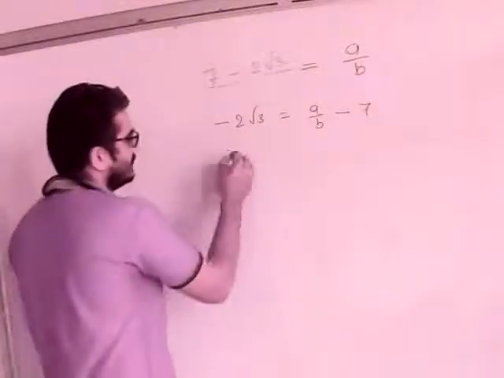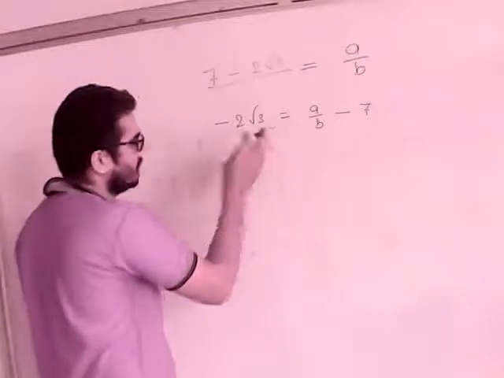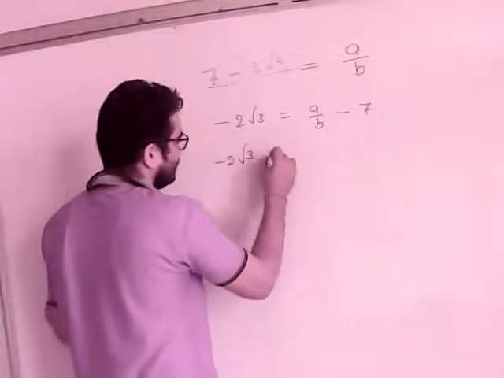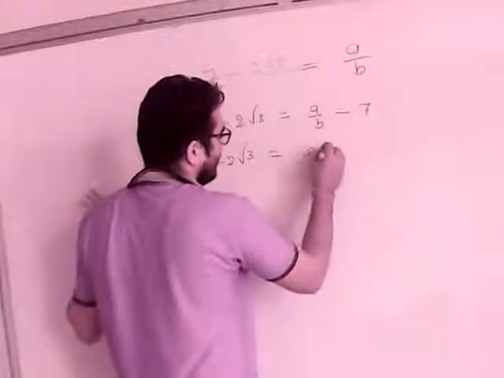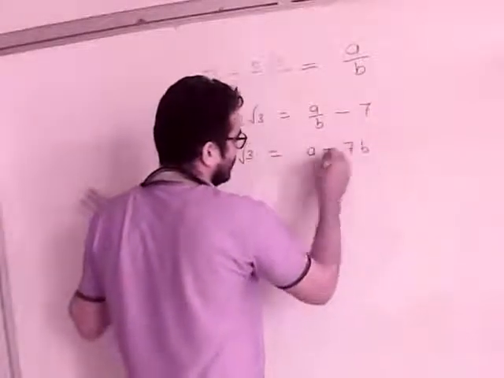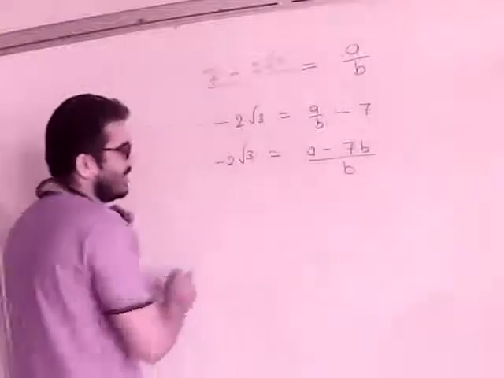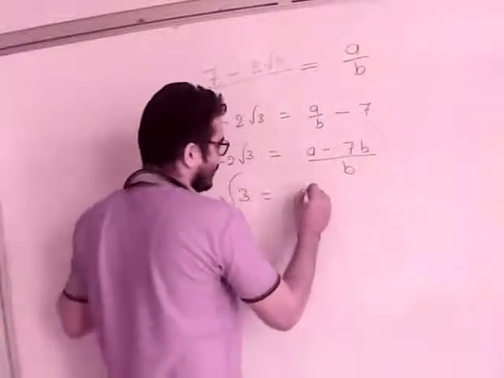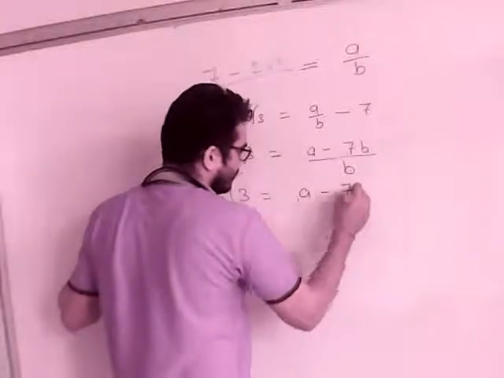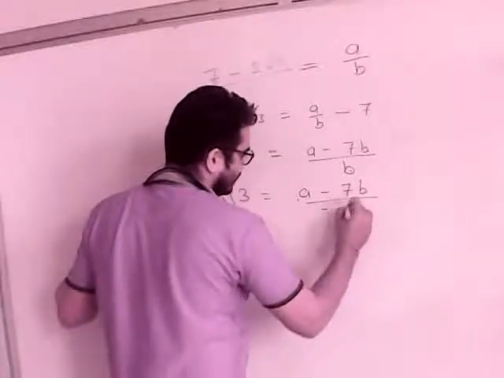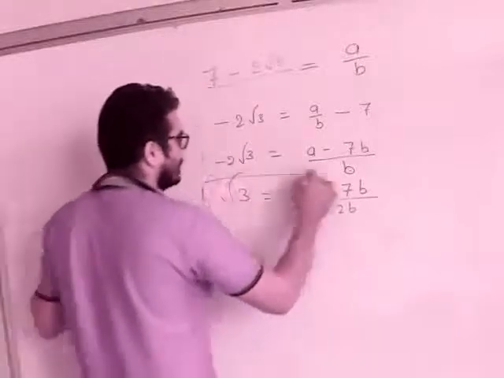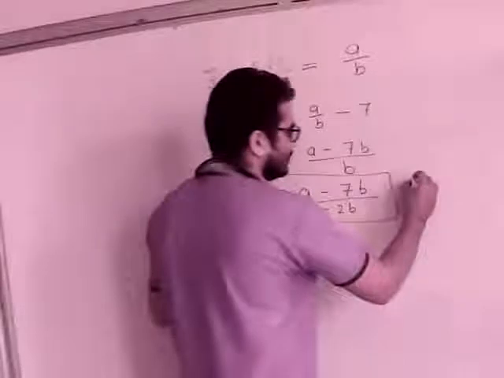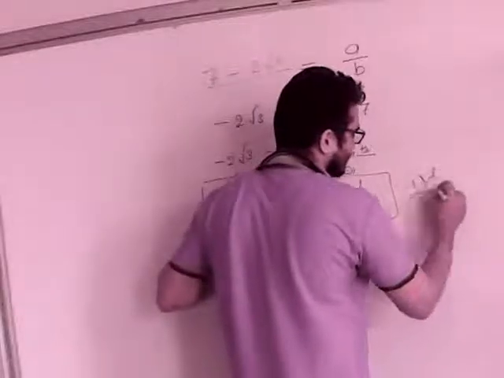Now minus is there, so take the minus also that side if you want, otherwise you can keep it over here. That will be minus 2 root 3 is equal to a minus 7b upon b. Now minus 2 will be on that side. So root 3 is equal to a minus 7b upon minus 2b. So that is what we have got. This is the first step of our sum.